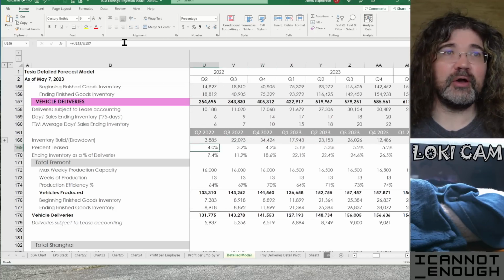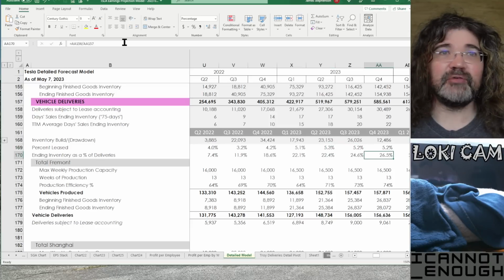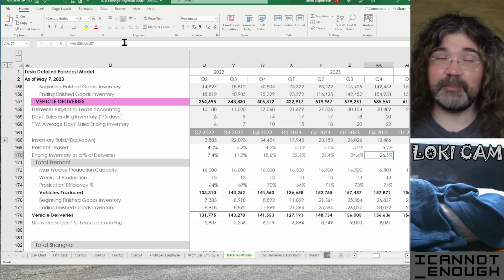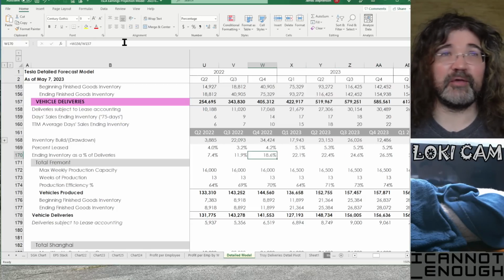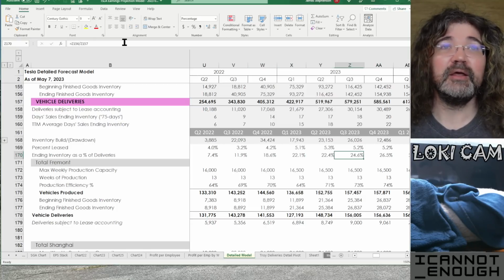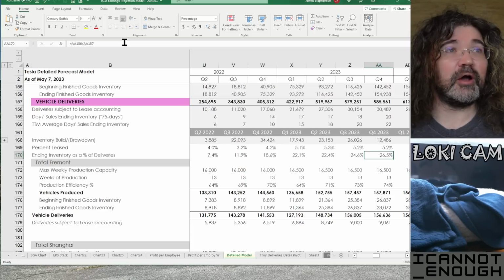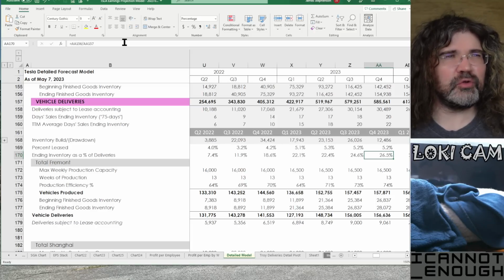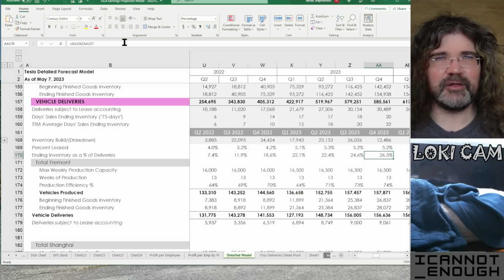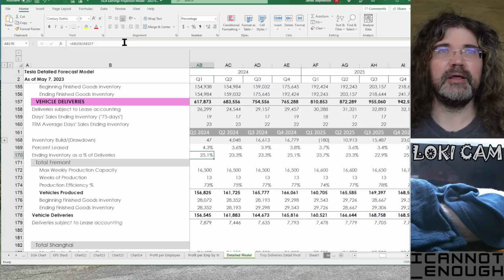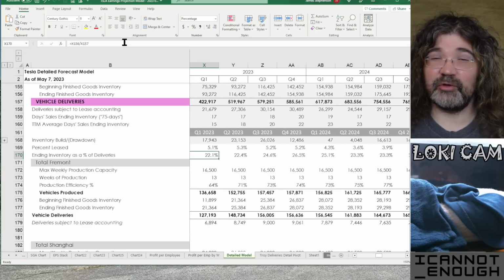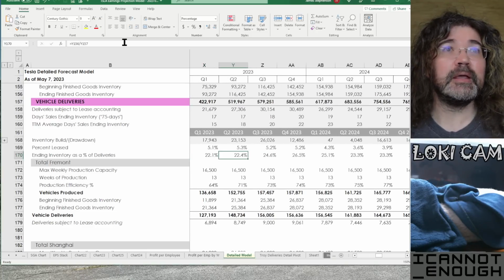Percent leased is shown here, so low single digits. Ending inventory as a percent of deliveries. Some people want to see that number. It is actually in my forecast model. You can see it in my forecast thread on row 170 right here. So this number shouldn't get a lot higher than 33% ever, and I'm not doing that here. And the reason for that is there's 3 months in a quarter, right?